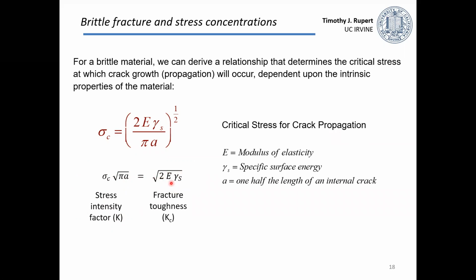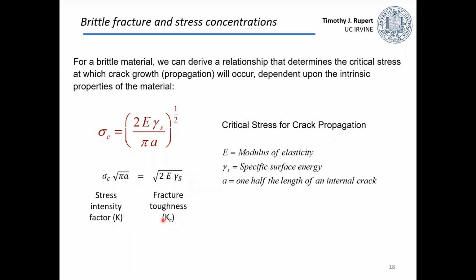If you had a given material, say I had a piece of aluminum, I would know what my modulus and my surface energy are. I wouldn't necessarily know these other things. These are external variables. Okay? When this equation is arranged this way, this left side is what's called the stress intensity factor, capital K. And this right side is called the fracture toughness. Sometimes this is called capital K sub C.